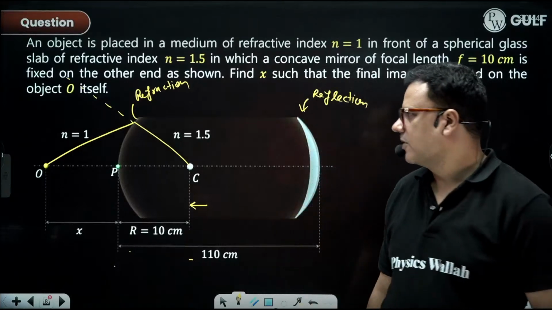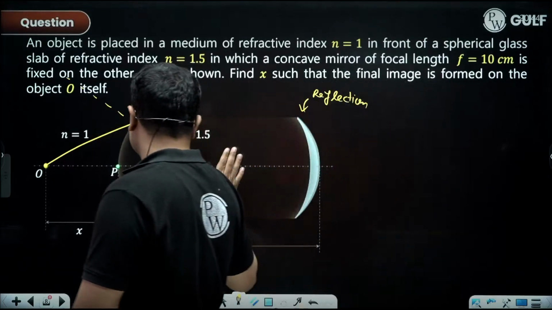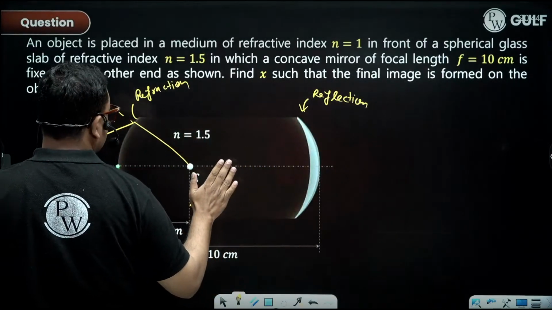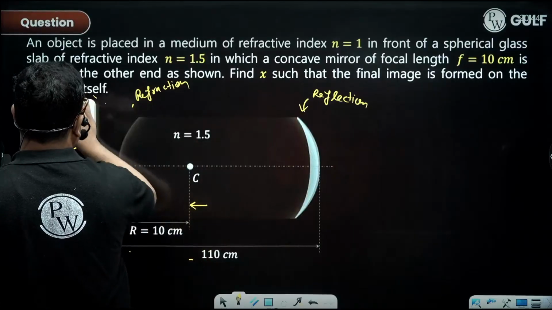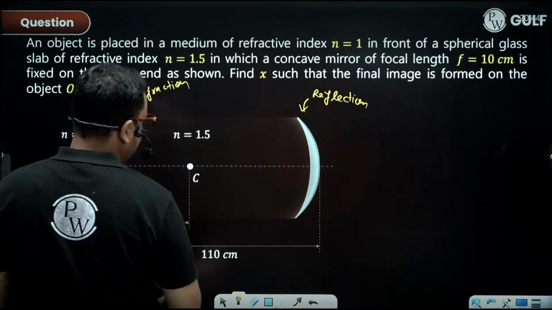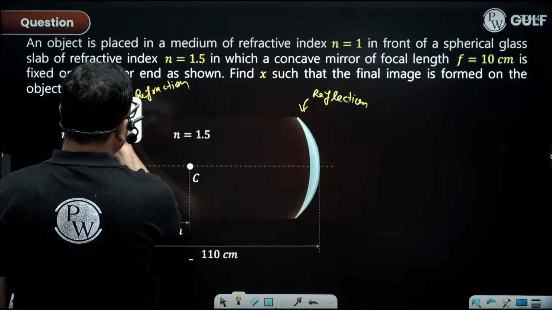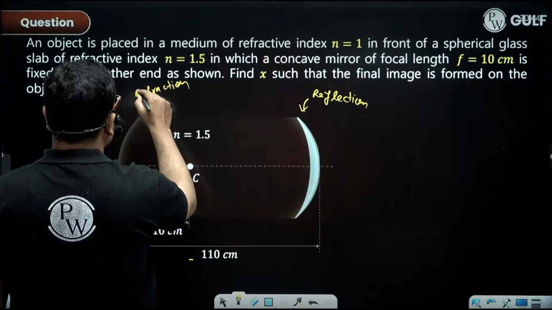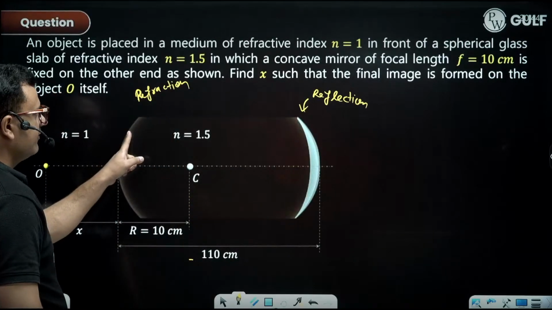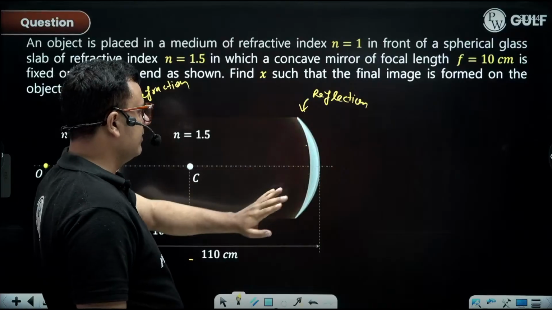Please pay attention accordingly. Let me give you just one more example for this one. This point we get easily. Over here, refraction will happen. At this point, refraction will happen. At this point, reflection will happen.